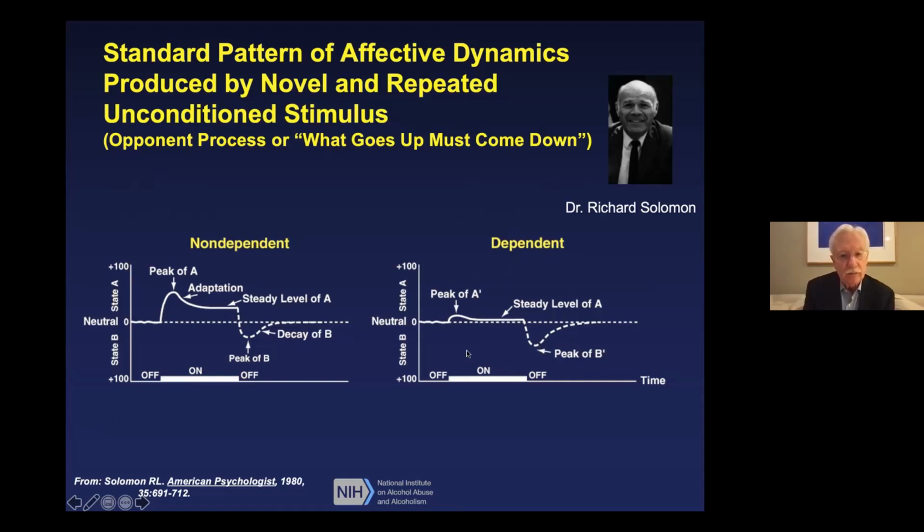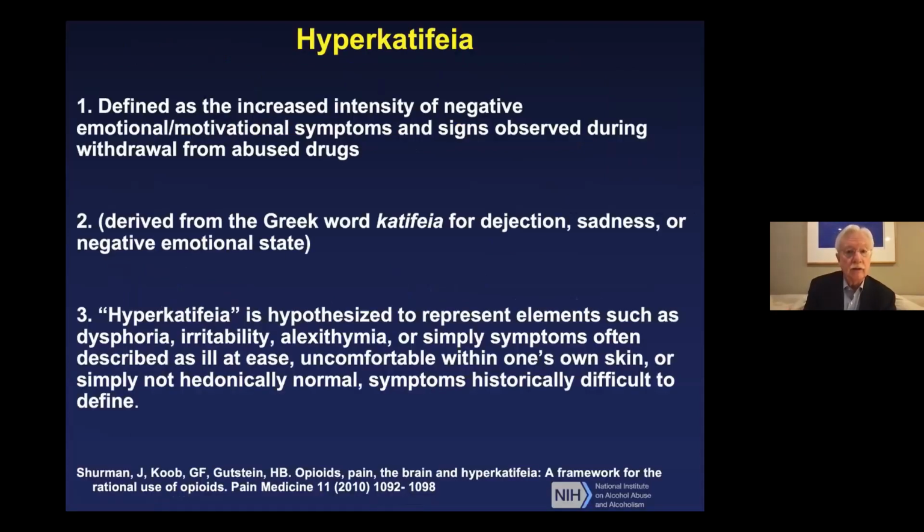And we're going to argue that the B process actually subtracts out the A process. And that B process is going to be what I talk about as the negative emotional state that's associated with removal of alcohol when you're dependent. And we have actually made up a word to describe that state, which is called hyperketifia. And it's defined as the increased intensity of negative emotional, motivational symptoms and signs observed during withdrawal from abused drugs.